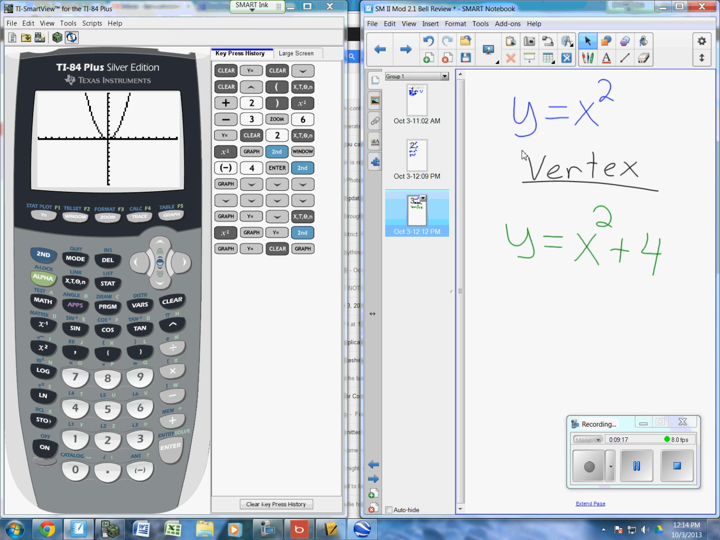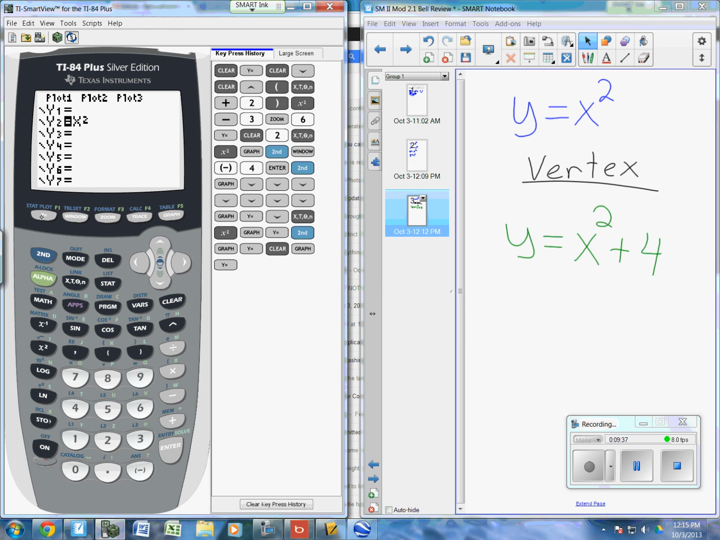X squared plus 4 moves it up. Now, I know you're probably getting mixed up with the horizontal shifts. This does a vertical shift. If I add 4 to the whole function, here I had x squared, and I'm adding 4 to the whole function, I'm moving it up, right? I'm adding 4. We can show you. Go to the graph right here, and we can put in x squared plus 4. And if we graph that, it moves it up 4 units, right?